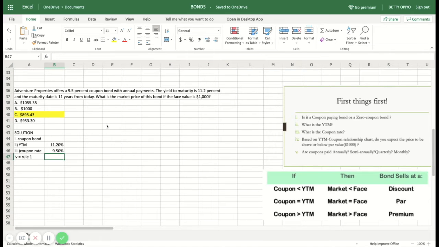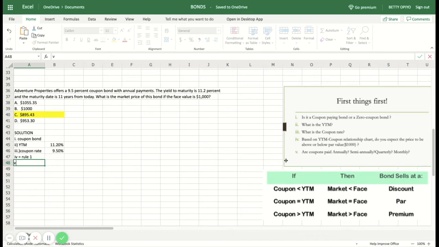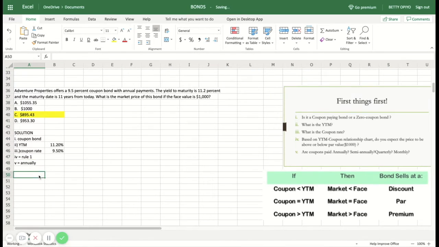Okay, but since here, let's see what this question says. 9.5% coupon with annual payment. So the frequency of the coupon payments is once a year, right? So the payment is done once a year. So to answer the 5th consideration here, we have the coupon paid annually. So the coupons are paid once a year.